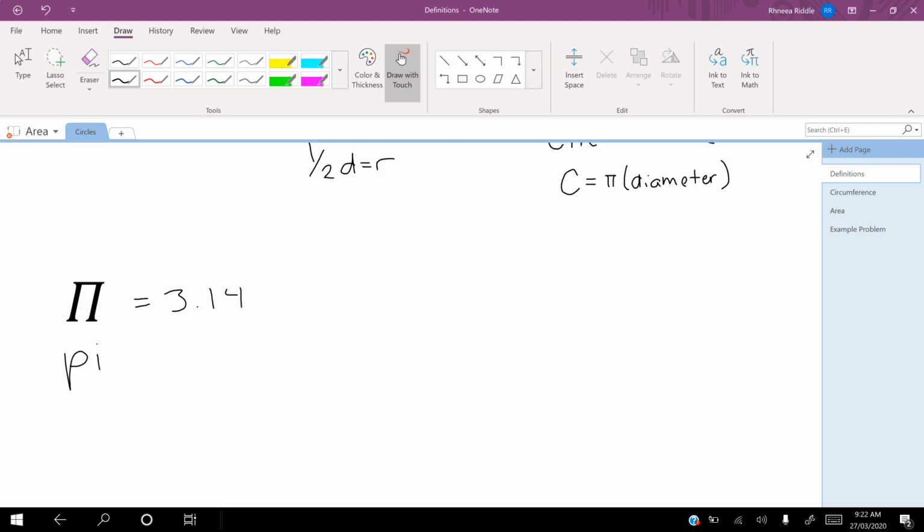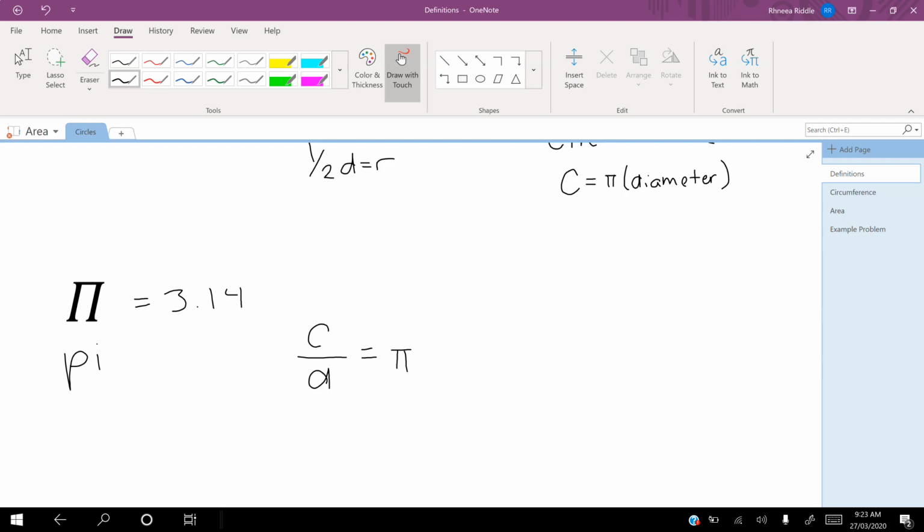So the way that we find pi is every single circle. If you divide the circumference by the diameter, you will always get pi, especially if you have the exact numbers and you're not rounding at all. So to find pi, you take the circumference and divide it by the diameter.